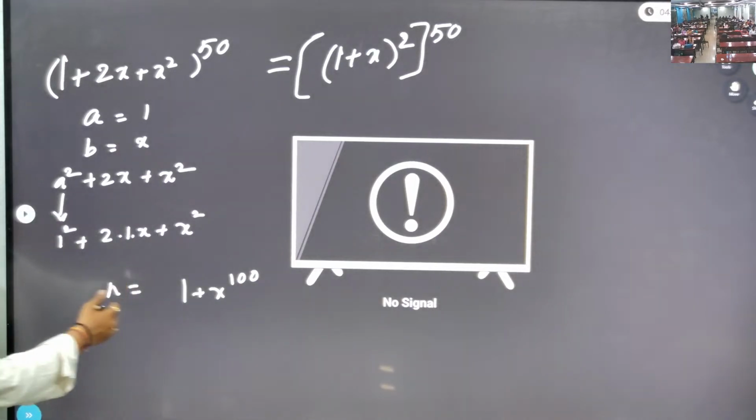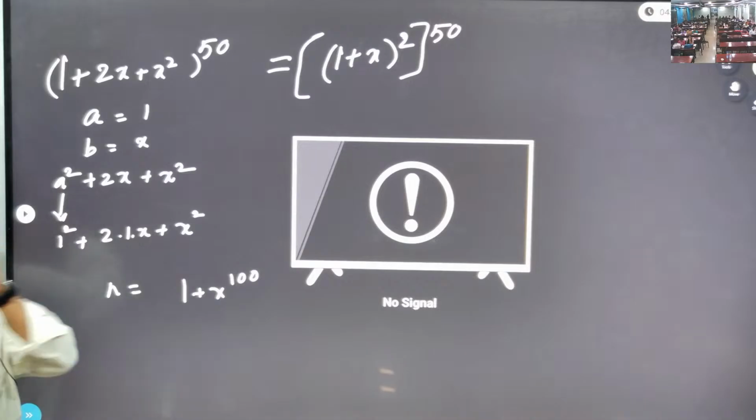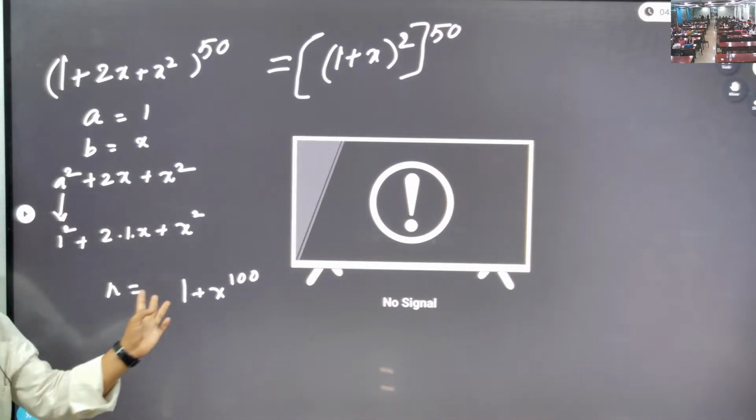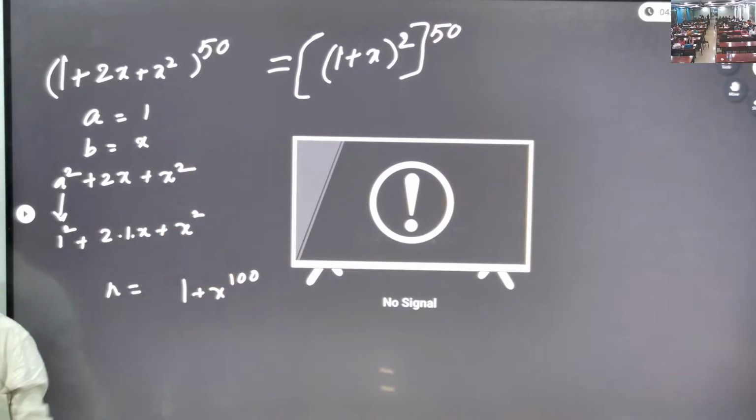Okay. So 1 power 50, 1 power 100, and 1 power 1000, and 1 plus x power 2 into 50, 100. The n value is 1 plus x power 100. Okay. The n value is x power 100. Now tell me, is the answer completed?